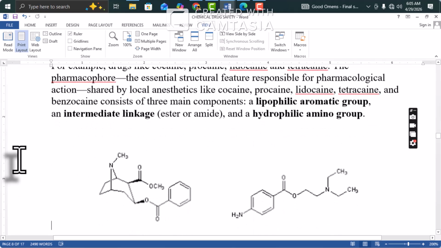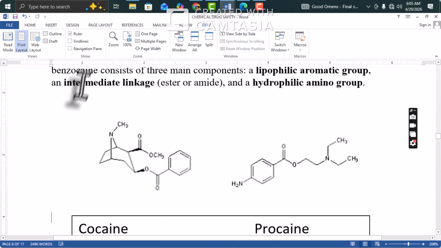So for instance, let's look at cocaine. This is the structure for cocaine. So cocaine, you have an aromatic group. This is the aromatic group here. You have an intermediate linkage. This is the intermediate linkage, the C double bond O and C single bond O. So this is the intermediate linkage. You can see it. Then the amino group, you have an N here. Amino group. So this is what makes up the cane family.